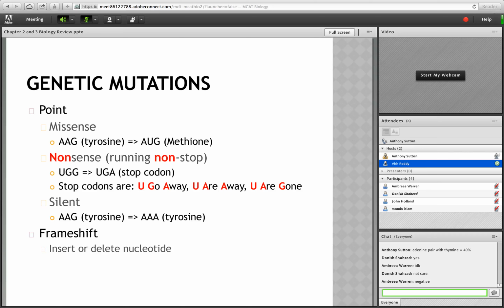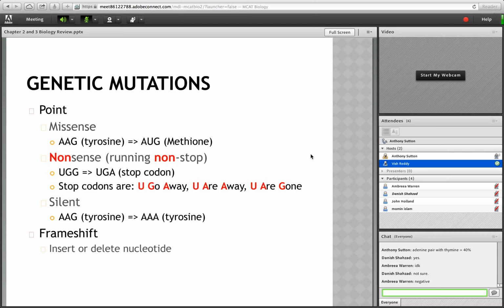Your silent mutation makes a lot of sense. It means that you still have that single chain, where AAG is now AAA, but the amino acid stays the same. In that situation, that's called a silent mutation.